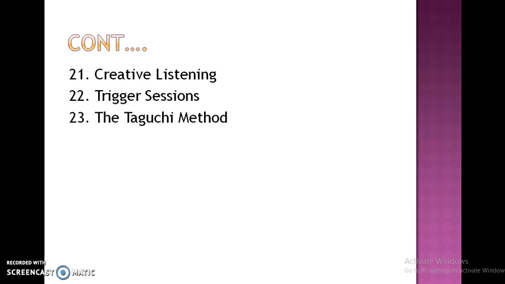The next one is trigger session. This technique could be preferred while working with untrained participants. Each participant will have 2 sheets of paper. The problem is described and each participant writes a solution or solutions on the first sheet. All the participants get only 2 minutes to write their ideas in the form of 2 word descriptors.